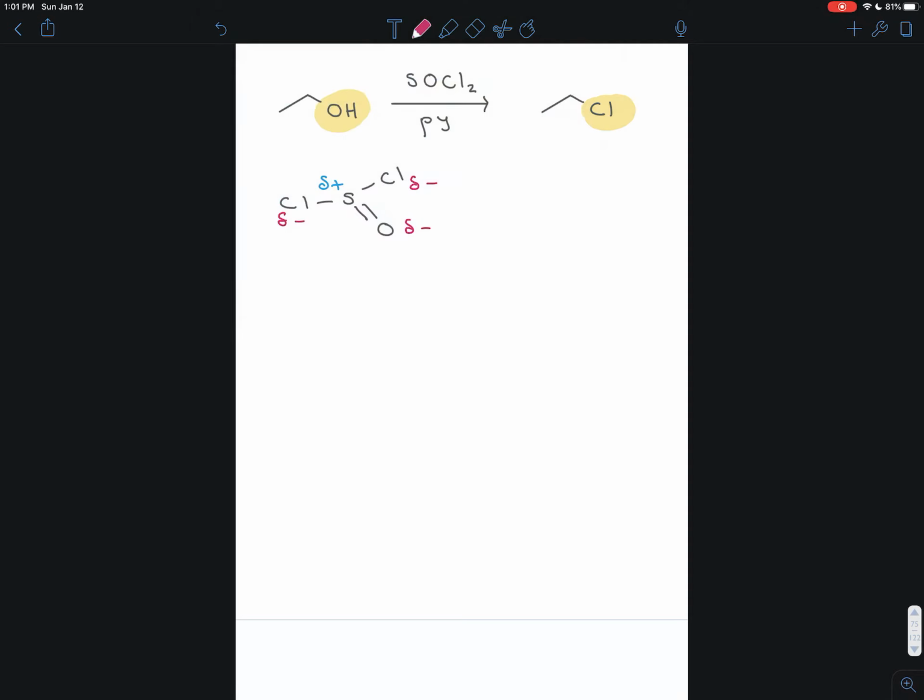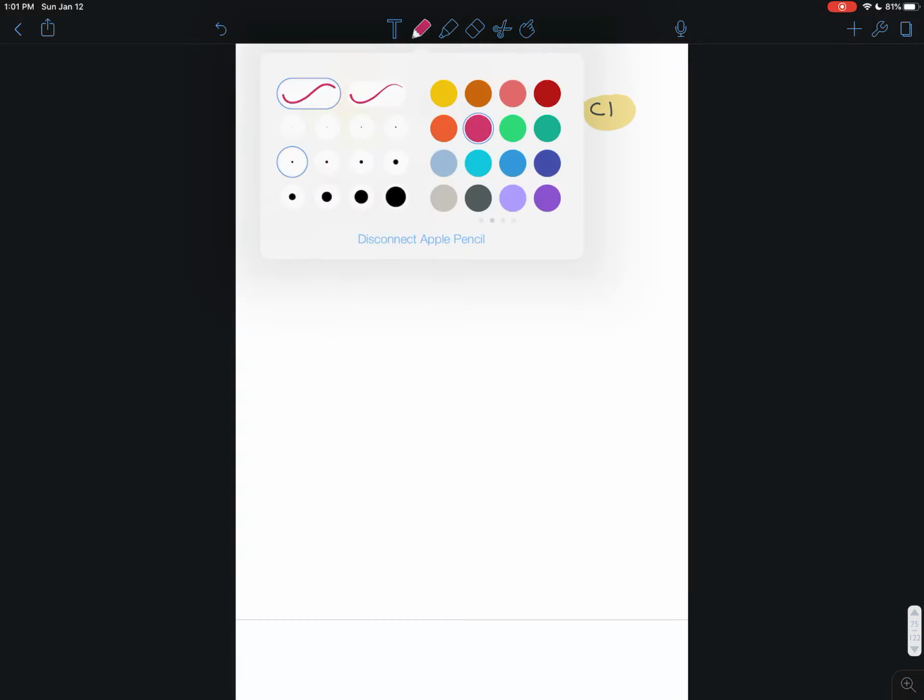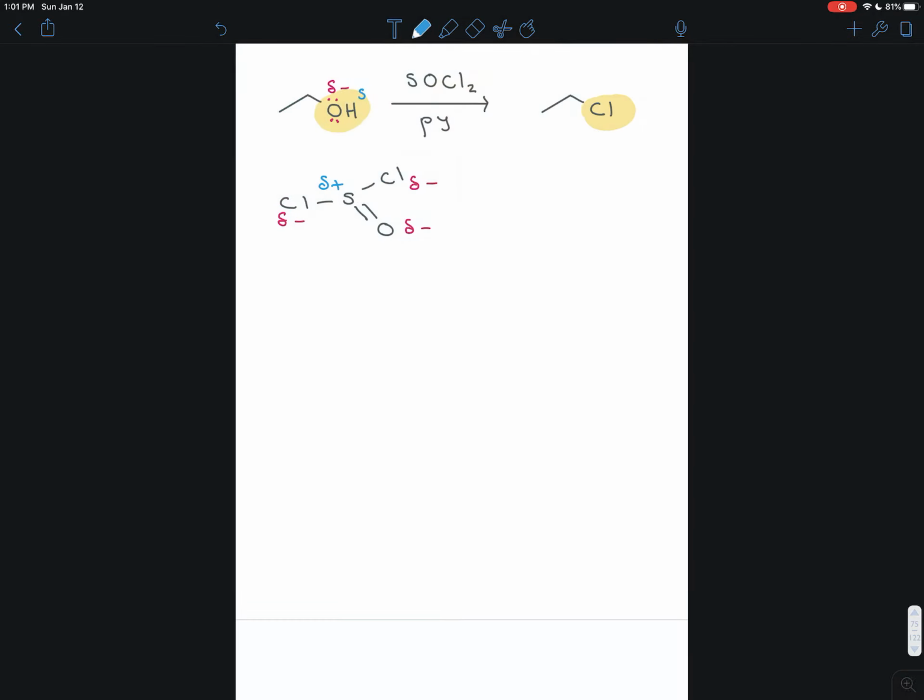The oxygen in the alcohol, and there are two lone pairs there, is very electronegative, pulls electrons to itself, becomes slightly negative. And notice again, when we're trying to figure out how atoms react, what we do is we look for the charges. 95% of organic chemistry is just opposite charges attracting. So this negative oxygen here can swoop in and attack that really slightly positive sulfur.